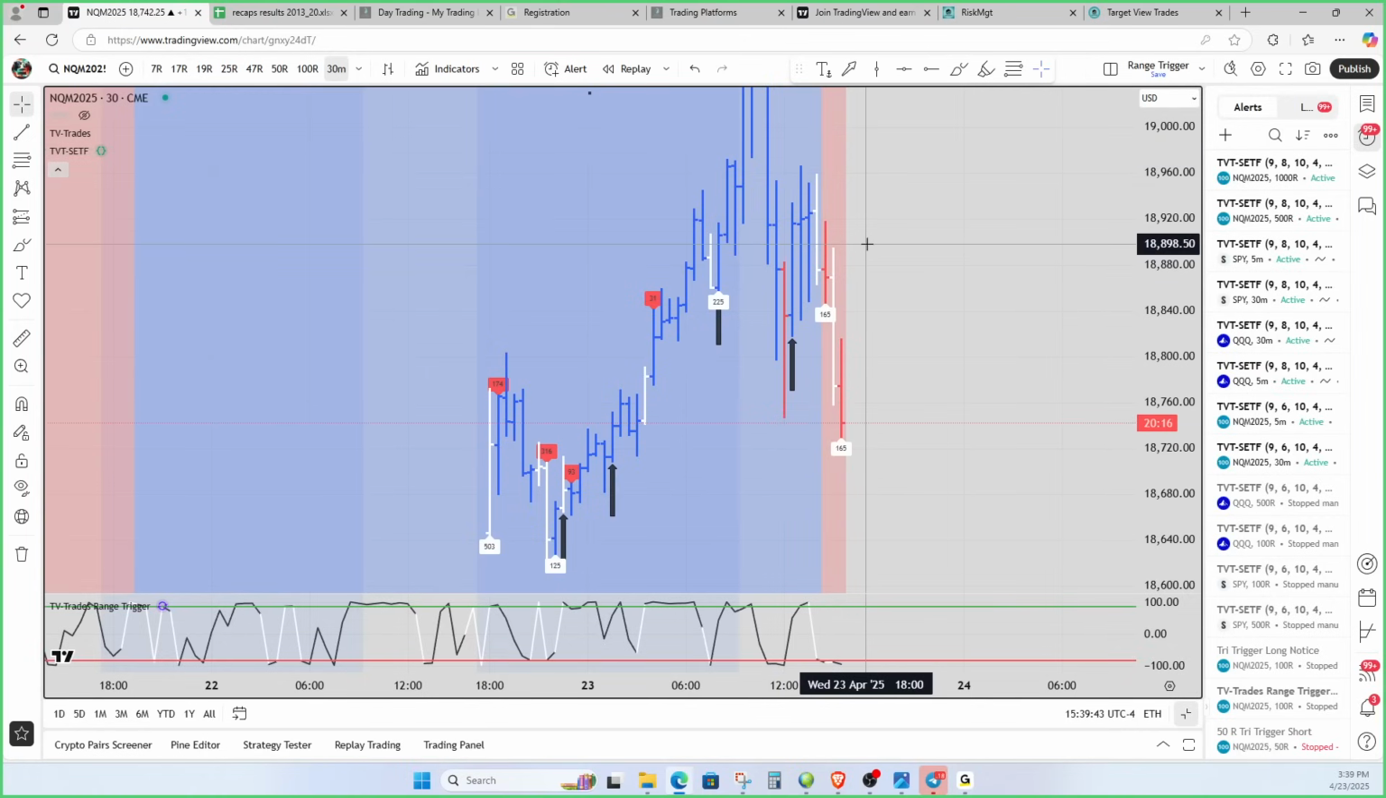I mean, it could end up here. Could end up closing up here. You don't know. But you do know roughly where your stop's got to go, but you don't know how big it's going to be.